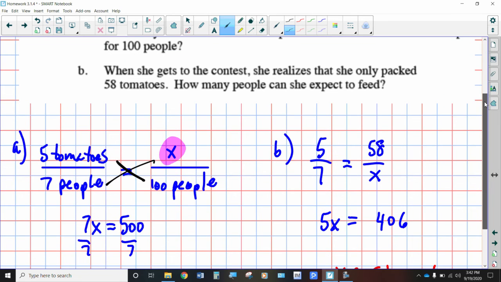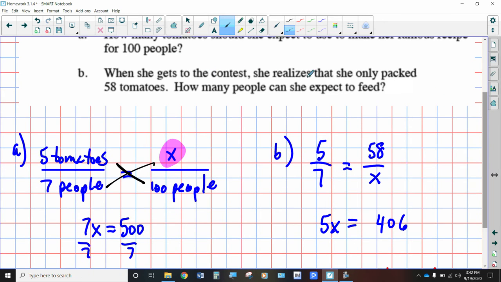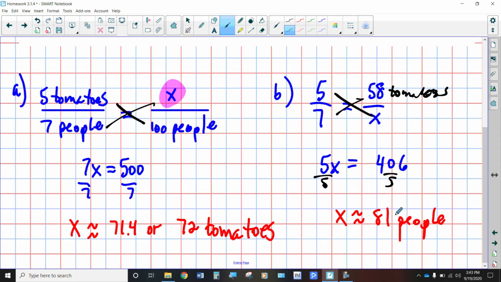The second question said, when she gets to the contest, she realizes she only packed 58 tomatoes. So how many can she expect to feed? So same ratio, but now the number of tomatoes would be 58, which has to go in the same row as the 5 tomatoes. So now we do the same thing, cross multiply and then divide. And so this would be able to accommodate about 81 to 82 people, somewhere in there.